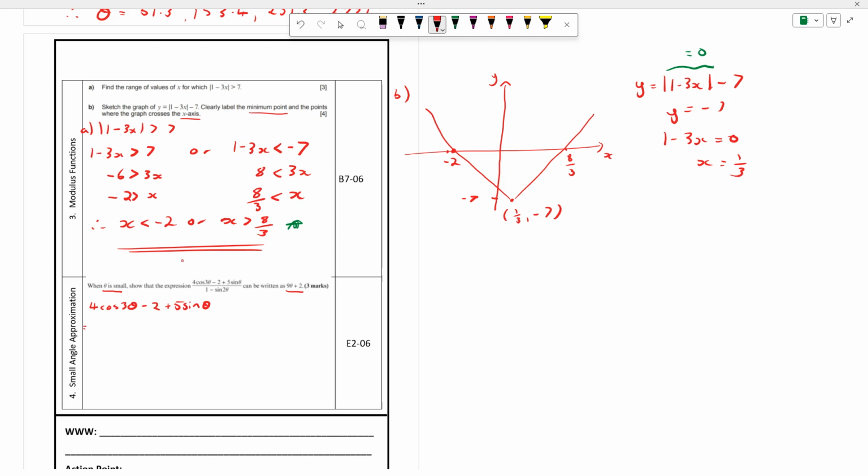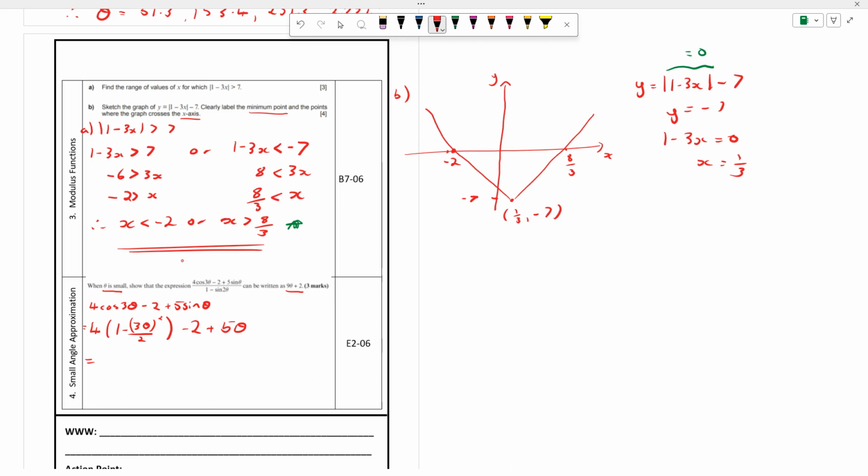So let's use my small angle approximation. Cos is going to be 1 minus theta squared over 2, which in this case is 3 theta, so 3 theta squared all over 2. Minus 2, can't really do anything with that. Plus sine theta becomes just theta, so I get 5 theta in this case. And I'm going to basically expand and simplify this as much as I can.